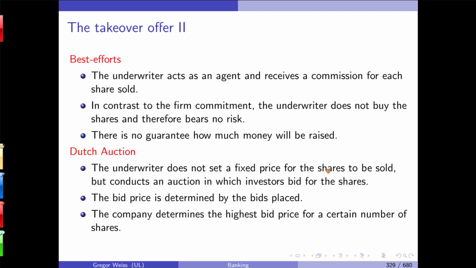And then finally, you also have a Dutch auction. In a Dutch auction, the underwriter does not set a fixed price, but conducts an auction in which investors bid for the shares. They will say how many shares they want to buy at what price, and then at the end, the auctioneer will set a fixed price and say, well, the first 12 investors will now be allocated this number of shares at a price of $28. So this Dutch auction is also sometimes done.